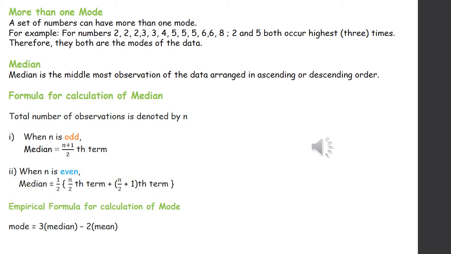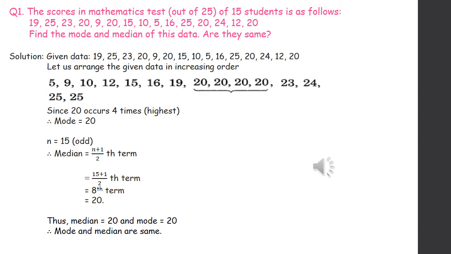Empirical formula for calculation of mode is mode equal to 3 into median minus 2 into mean. Let us start from question number 1. The scores in mathematics test out of 25 of 15 students is as follows. Find the mode and median of this data. Are they same?